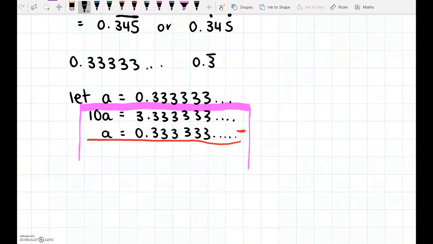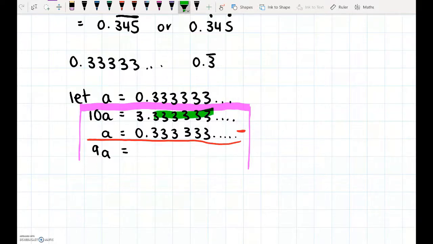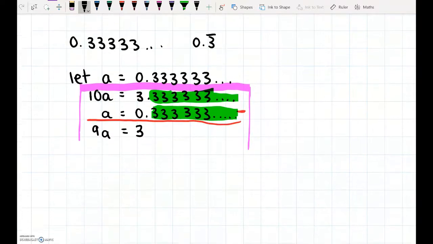So if you have 10A minus A, what do we have? Well, we have 9A. So there's going to be 9A's here is equal to. Now, what you can see here is that we have 0.33333 going on forever here. And we also have that here. So if you minus those from each other, they're going to go away. Okay, so if you minus the 3 reoccurring from the top, it's going to be gone. Okay, then we also have 3 minus 0. So what we end up with is a nice 3 here. Okay, so those three recurrings cancel out, and then you just get 3 minus 0. All right, so we get 9A equals 3.